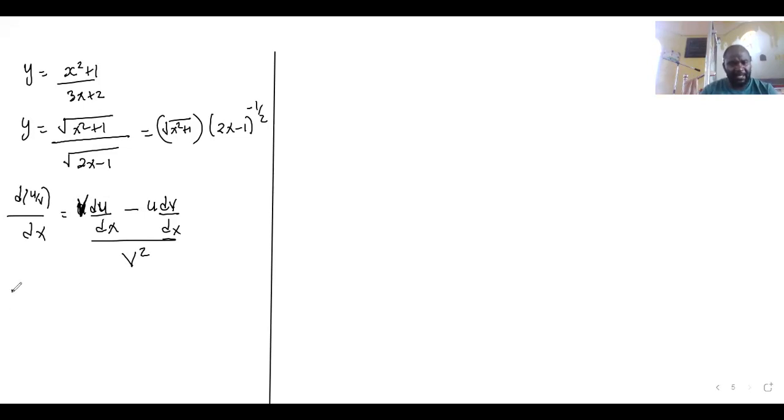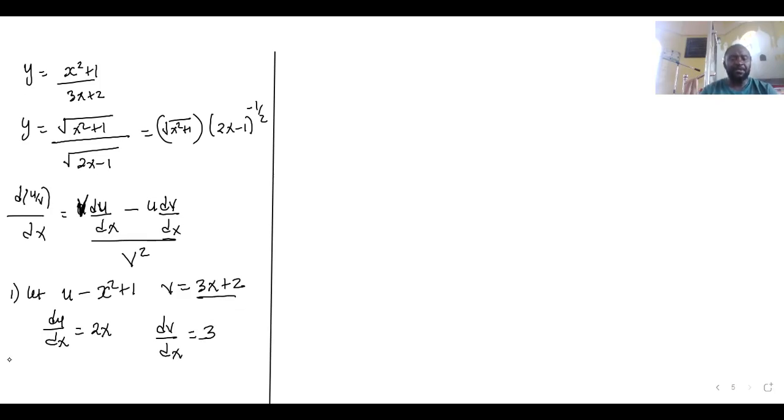Now we have to do question 1. You let u be the numerator, which is x squared plus 1, and v to be the denominator, 3x plus 2. Always what comes first is u, the second one is v. Then get du/dx, which is equal to 2x. Get dv/dx, which is going to be, differentiate this, you get 3. Now we are ready to substitute.